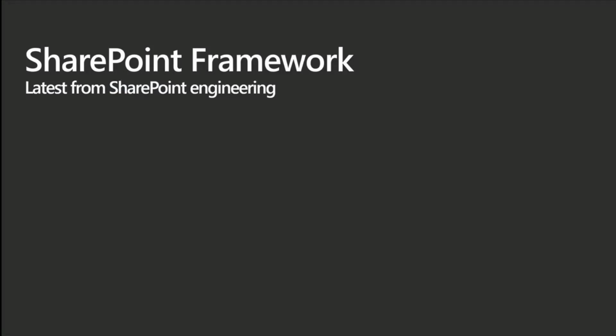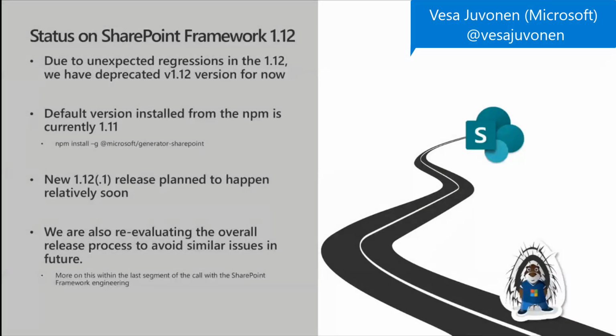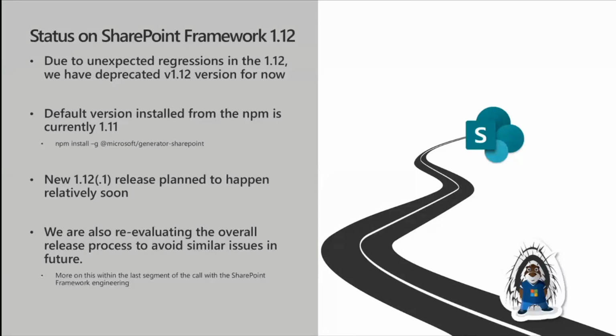With that, I'll hand things over to Vesa for latest updates on the SharePoint Framework. Excellent, thank you. I'm going to be really fast today because we'll have the last 15 minutes together with Luca and Pat. I'm just going to quickly update on the situation with SharePoint Framework 1.12. So 1.12 came out 2 weeks ago, or 1.5 weeks ago. Unfortunately, there were some unexpected regressions in 1.12, so we have actually deprecated that. So right now, when you install the SharePoint Framework with a normal npm install -g @microsoft/generator-sharepoint, you will actually get 1.11. The new version of 1.12 is planned to get out soon.